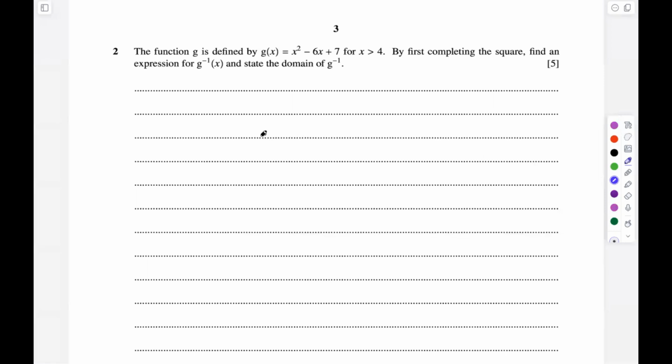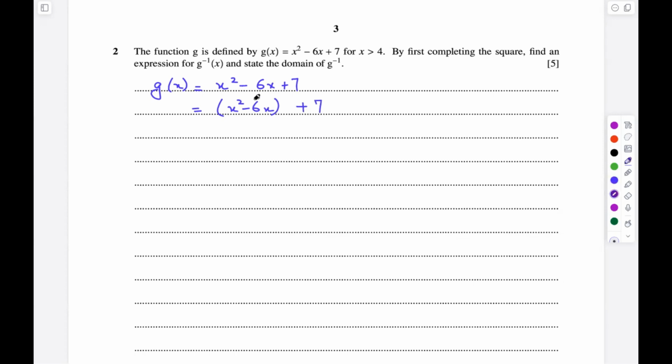In question 2, the function g is defined by g(x) = x squared - 6x + 7 for x greater than 4. By first completing the square, we have to find an expression for g inverse and state the domain of g inverse. Now, to complete the square, the expression is x squared - 6x + 7. So we write x squared - 6x in the brackets and write 7 outside.